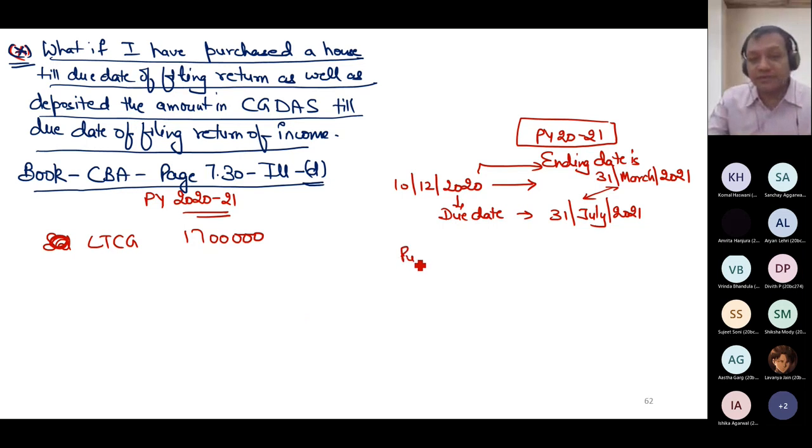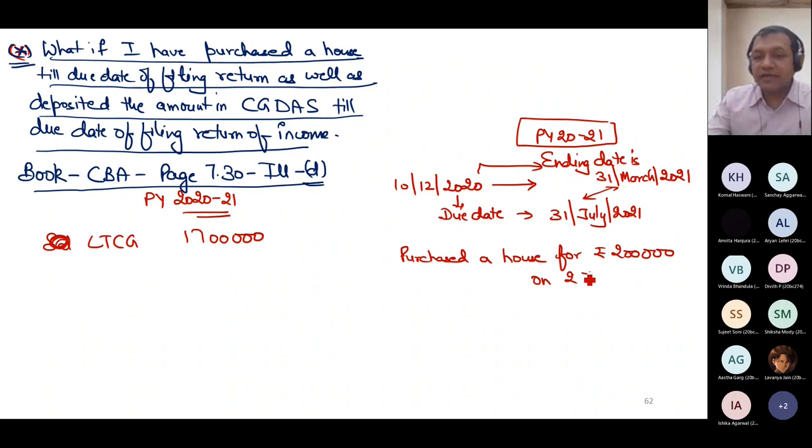What my illustration says: suppose I purchased a house of 2 lakh on 2nd June 21. Now, this is what is happening in my illustration. You have to think logically. I purchased a residential house. If I'm writing house, by default you should assume that it is a residential house, for rupees 2 lakh. On which date? On 2nd June 2021. That means till the due date of filing the return of income.